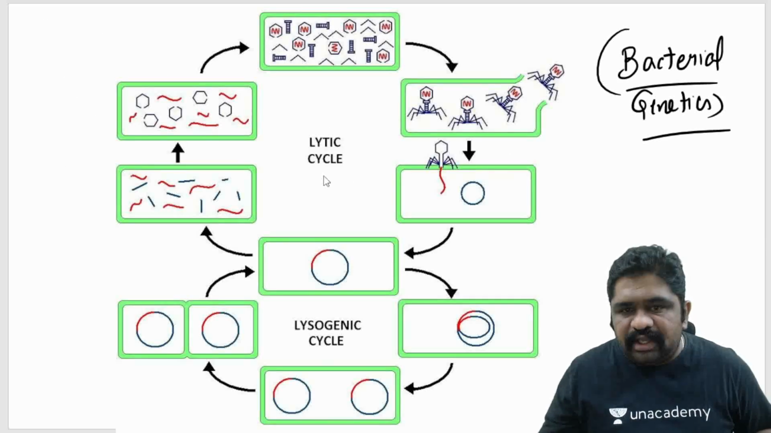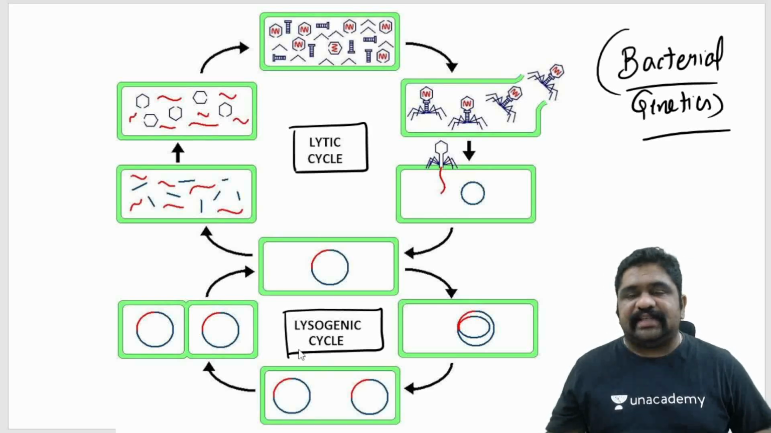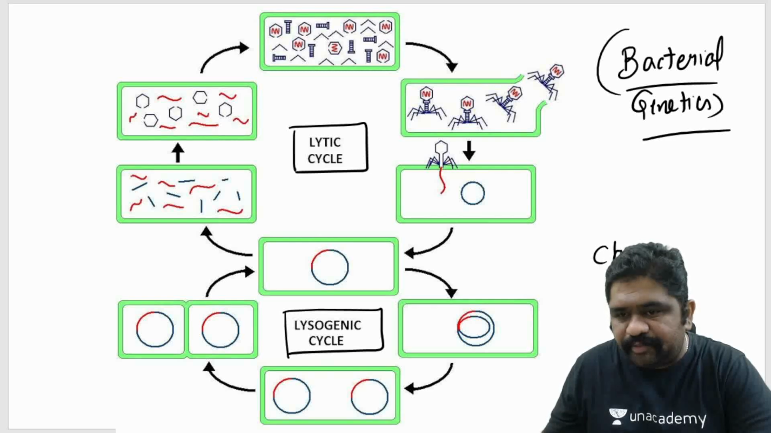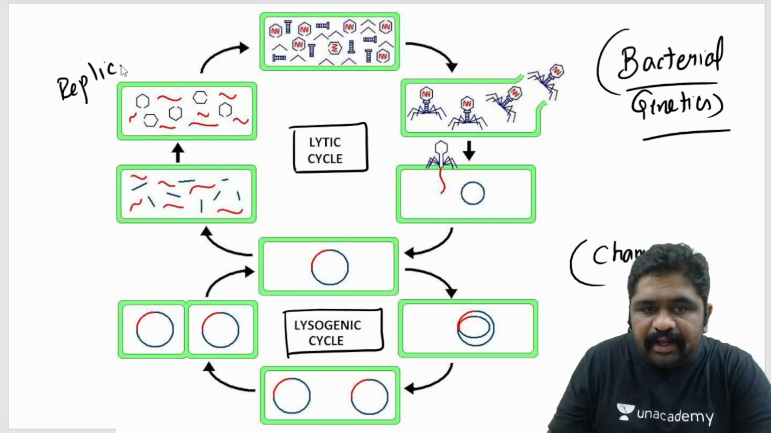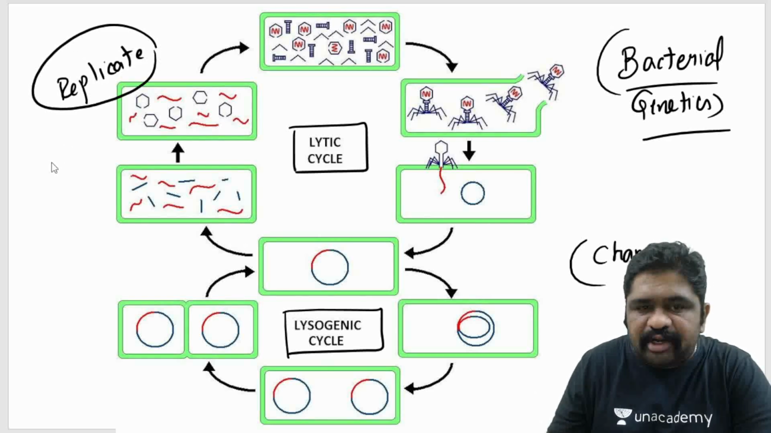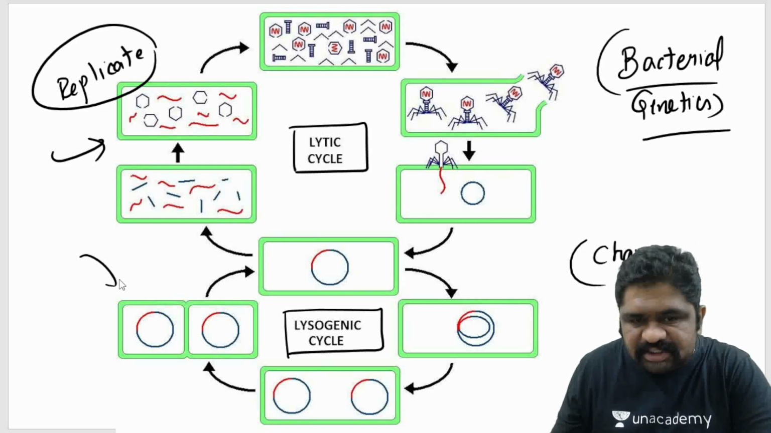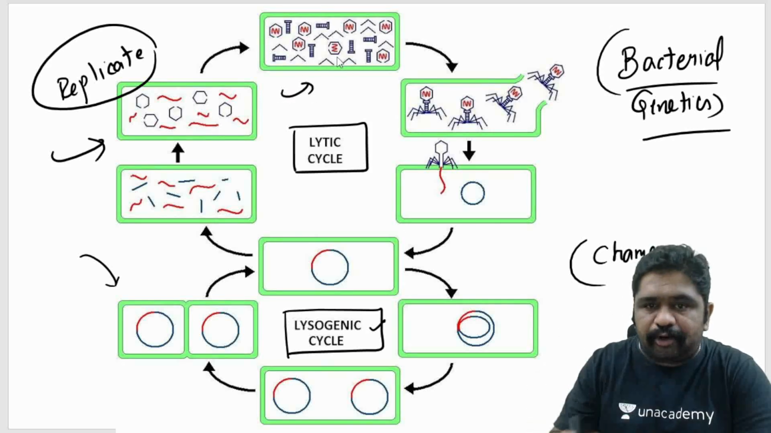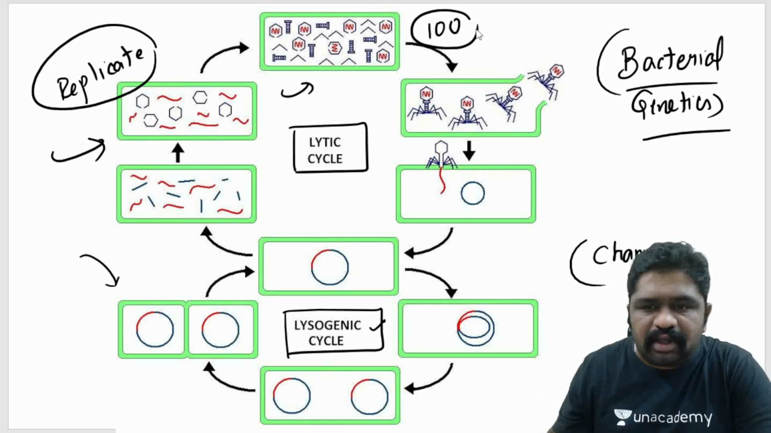Look at this. It can cause a lytic cycle or it can cause a lysogenic cycle. Lysogenic means it is trying to change something. Lytic means it is trying to replicate. I repeat, if a virus is trying to enter into a bacteria, it can either try to change the bacteria into something else, or it tries to use the bacteria to multiply to many numbers, the same bacteriophage. Up to 100 viral particles may be formed in this particular example.